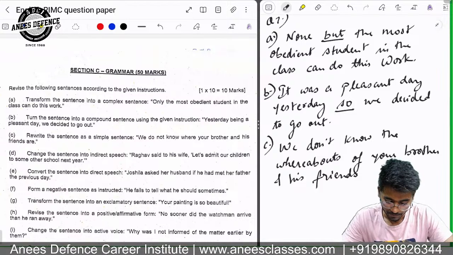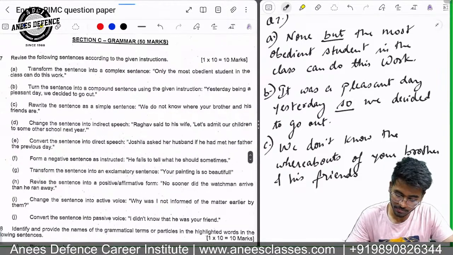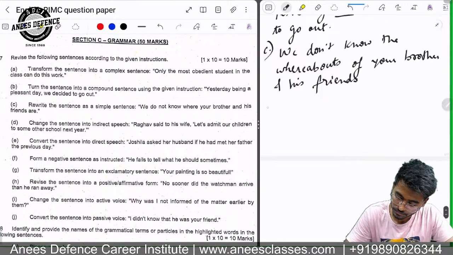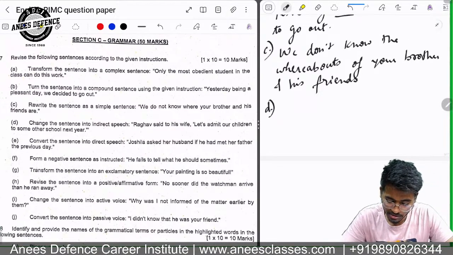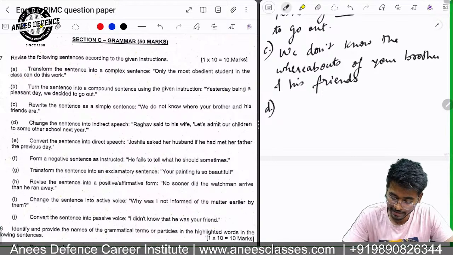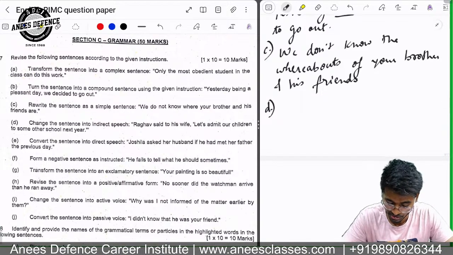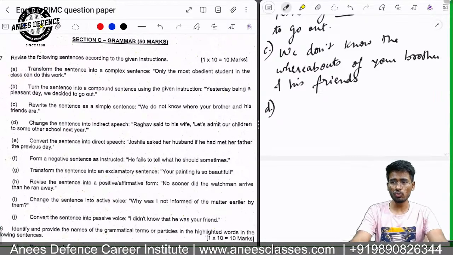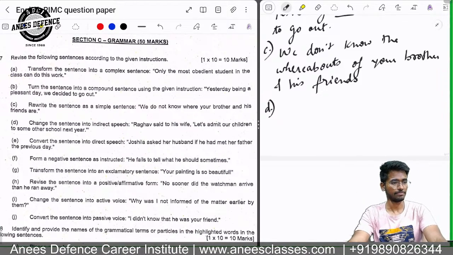Okay. Yes. The next question is sentence D, the D part. Change the sentence into indirect speech. Raghav said to his wife, "Let's admit our children to some other school next year." Now see, indirect speech does not involve inverted commas. This is a reported speech question in which you are trying to say the same sentence which the other person has said. This is nothing but reported speech.